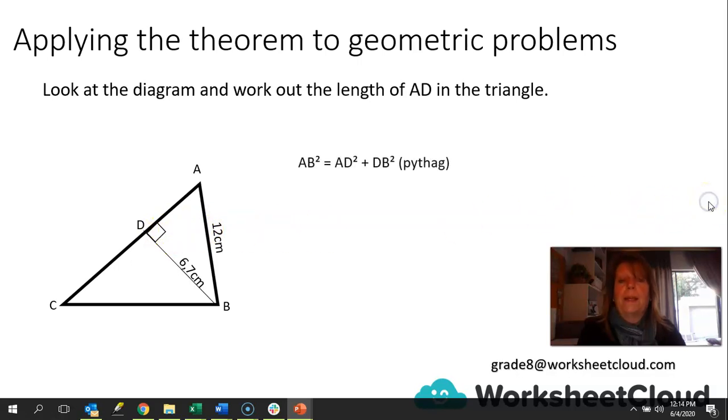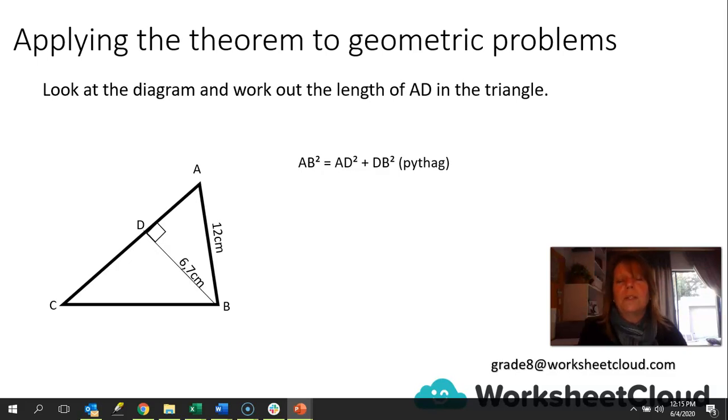Okay, so let's carry on. AB squared is equal to AD squared plus DB squared, and that's because of the Pythagoras theorem. Okay, so we can just put Pythag in there. Right, we don't know, oh sorry, we do know what AB is. It's 12, so it's going to be 12 centimeters squared. We don't know AD, that's what we're trying to work out, and DB is 6,7 centimeters.